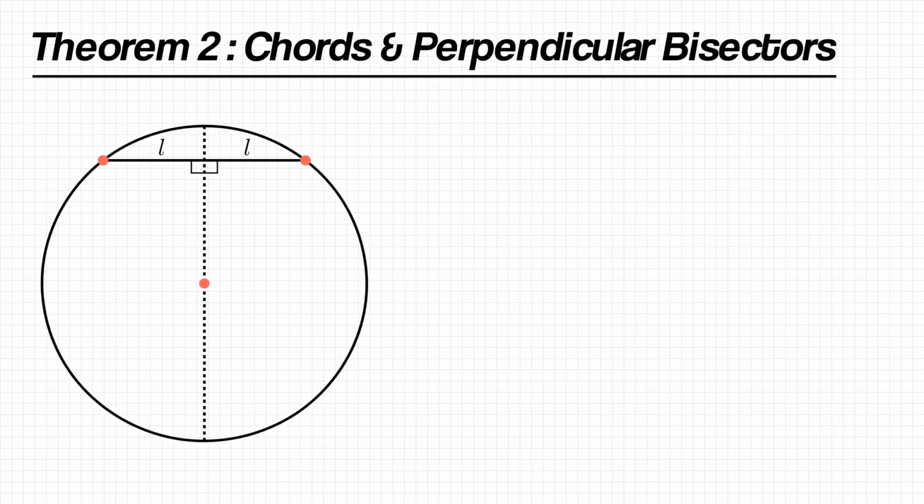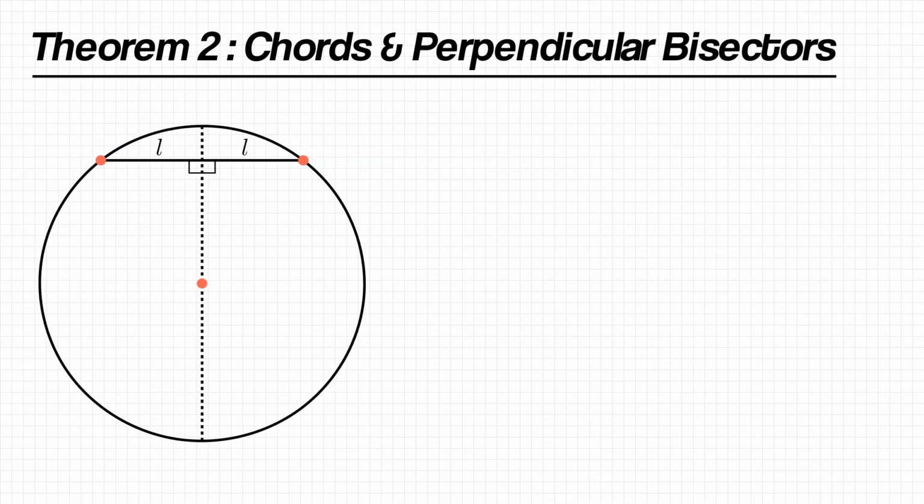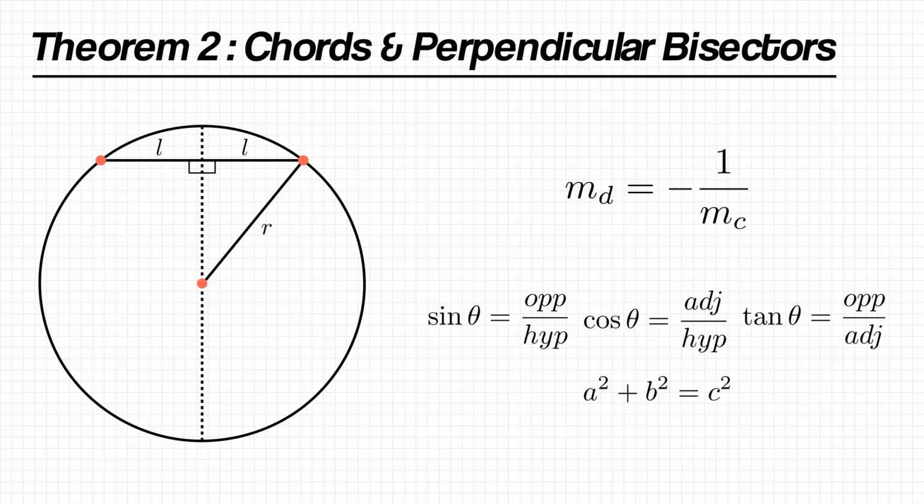Let's think about how we can use this in calculations. We know the gradient of the diameter and the chord must be negative reciprocals of each other. We can construct another right-angled triangle if we draw a radius to one of the points on our chord.